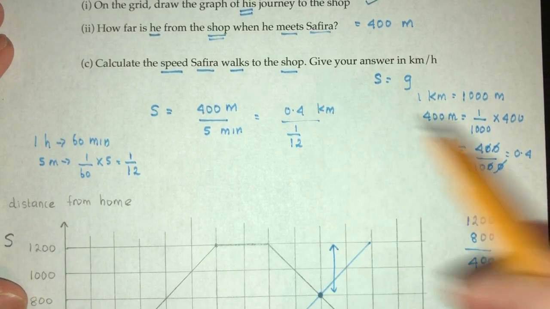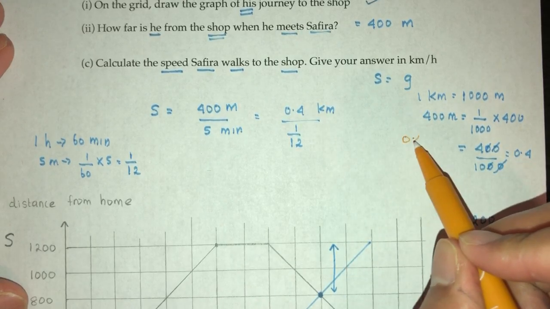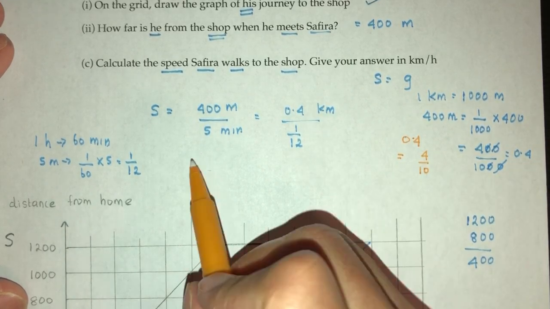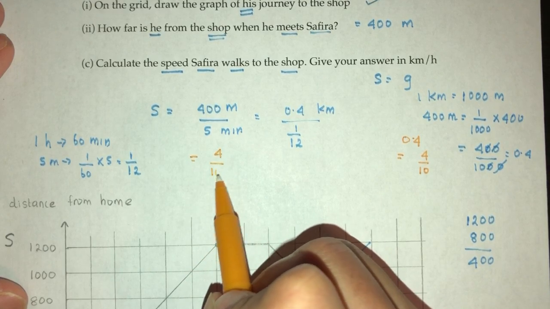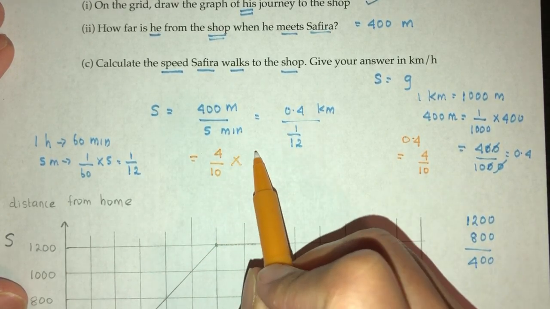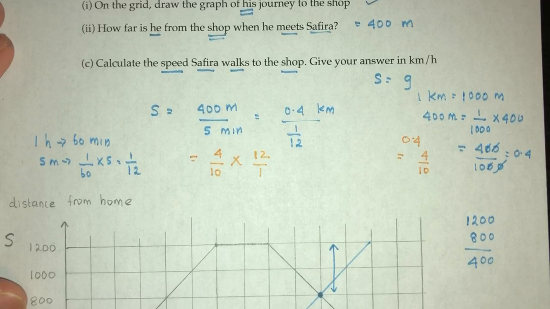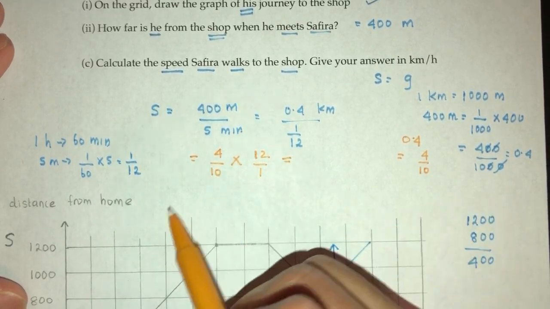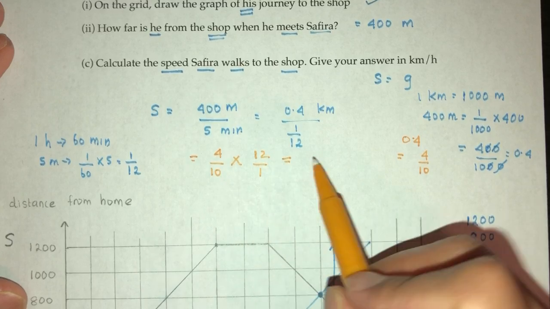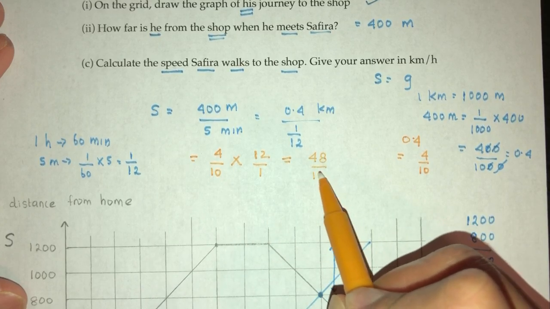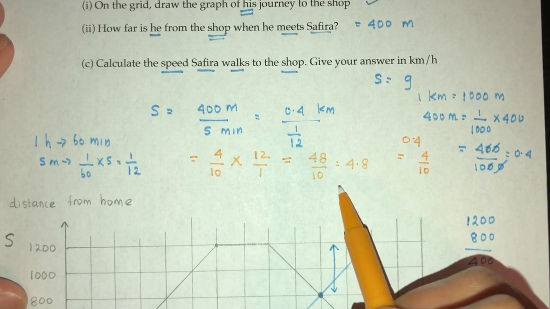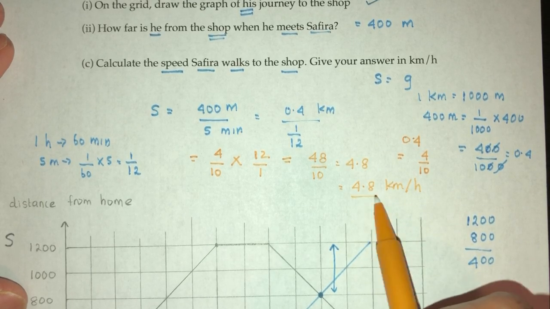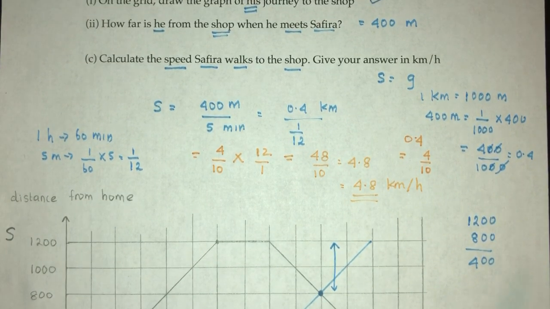So basically, what is 0.4? 0.4 is the same as saying 4 over 10. So you will have 4 over 10. When you divide, you can multiply by 12 over 1. Let's simplify. Let's see, what do we have? So 4 times this will be 48 over 10. That will be 4.8. That will be 4.8 km per hour. That is your answer for the speed in km per hour.